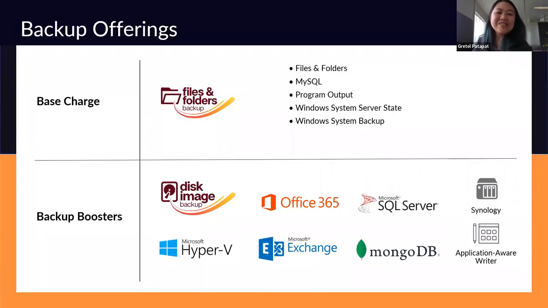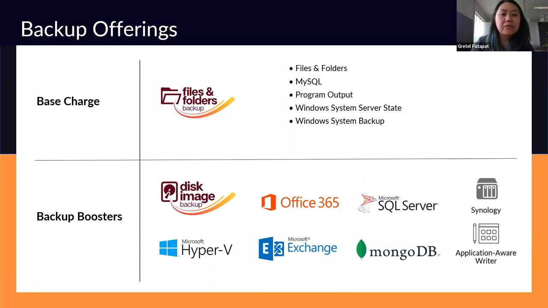Backup offering. So what are the things that you can back up with Comet? The base charge already covers a lot of backup types. Files and folders are included in the base charge, along with a couple of other types like MySQL. You can back up some programs using program output. Windows Server and Windows System Backup are also included in the base charge.